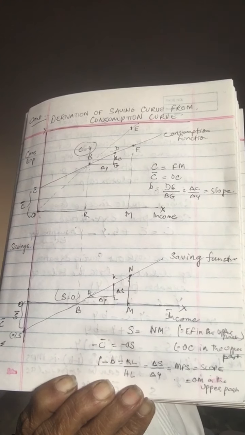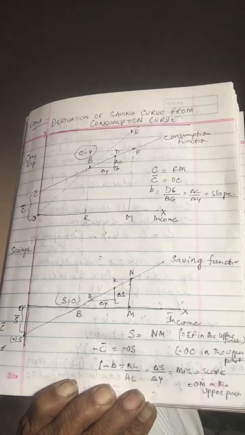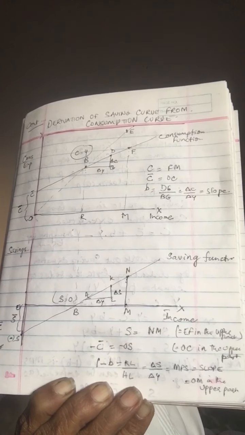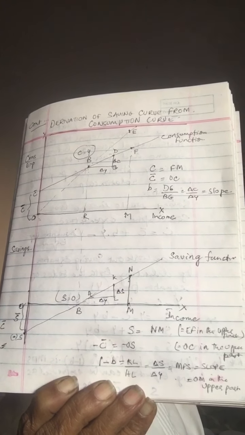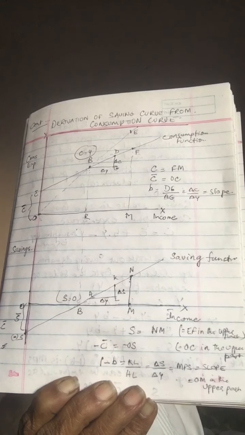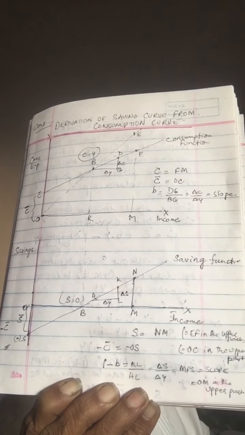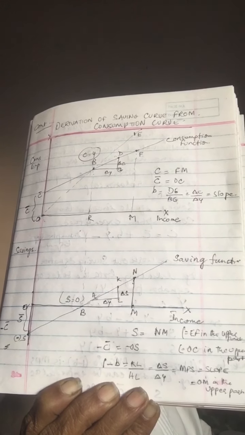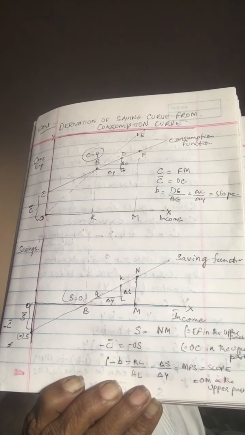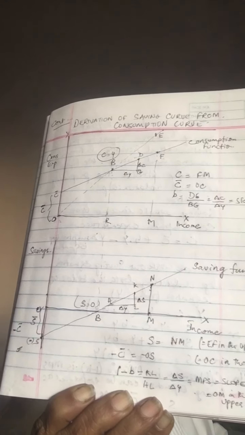Different variables of the equation at the income level OM: S is equal to NM, that is EF in the upper part. Minus C dash is equal to minus OS, that is equal to minus OC in the upper part. 1 minus B is equal to KL upon HL, which is equal to change in S upon change in Y, which is equal to MPS, which is the slope. And income Y is equal to OM, that is OM in the upper part too.